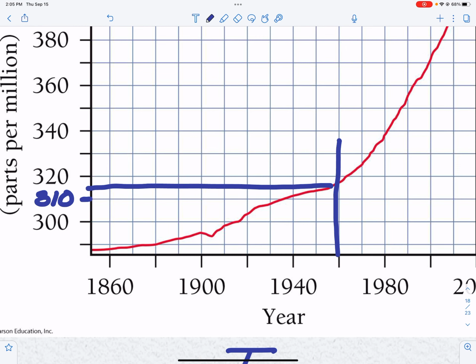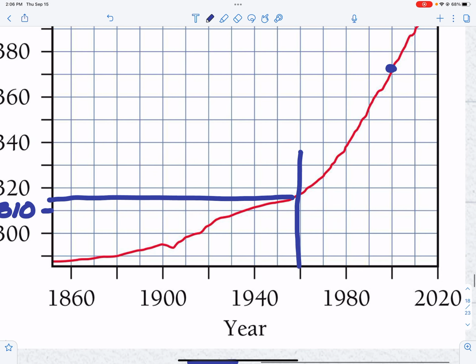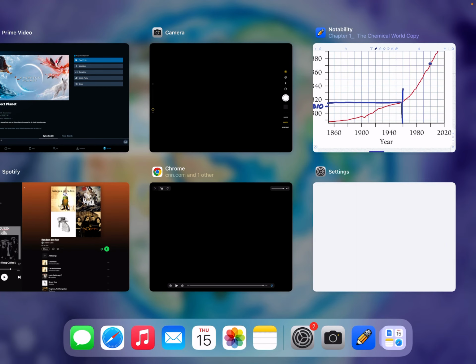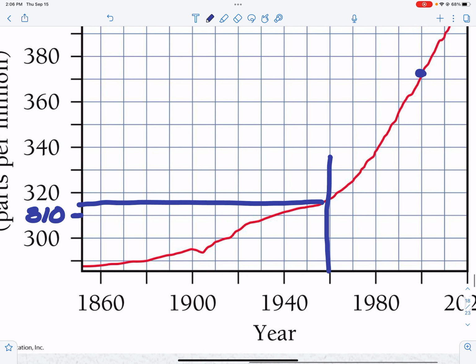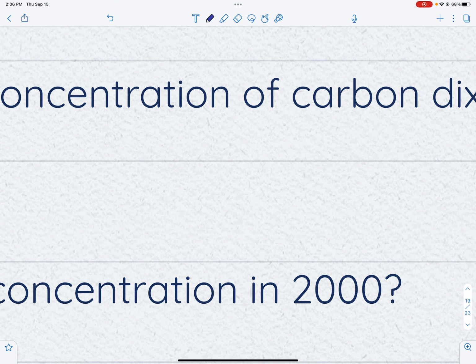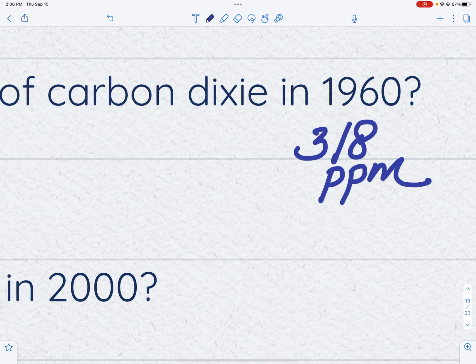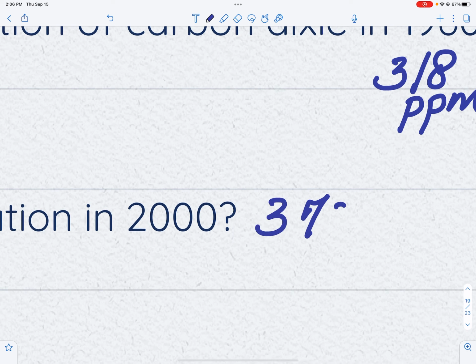So I said 318. And then the question asks us for the year 2000, and the year 2000 is up there. And when I look at the year 2000, that looks more like about 372. So 1960, it was about 318 ppm. And in the year 2000, I said 372.